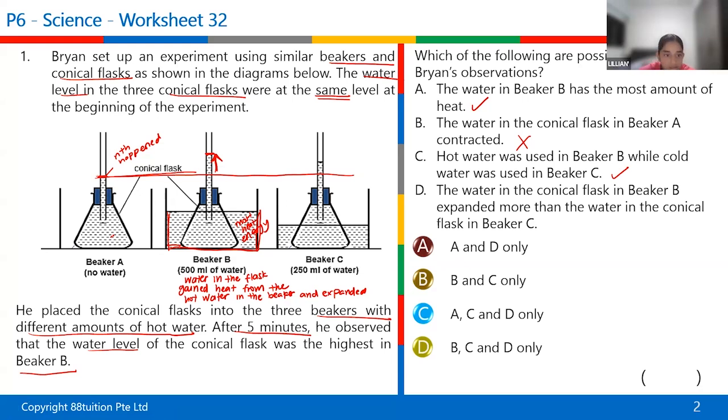It's wrong. What is wrong with D? Can you read out the statement? The water in funnel or flask in beaker B expanded more than the water in conical flask in beaker C. So that is wrong. Anyway, it's conical. So is that correct or wrong? Did it expand more? Yes or no? Yes. Why did it? How do you know it expanded more? Based on what? The height level in the straw. Exactly. So this statement is true.